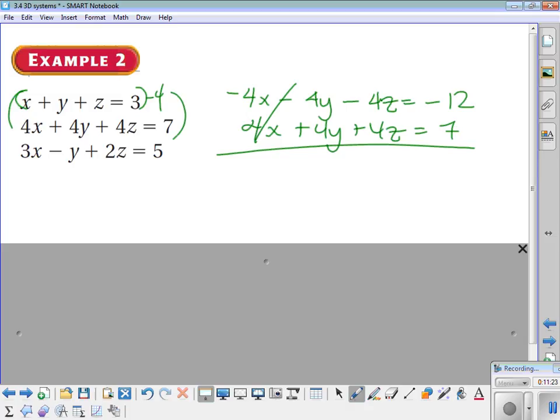So what happens here? Everything cancels out on the left, right? And I end up with 0 equals negative 5. Is that possible? No. So when that happens, you know that it's no solution. They do not have a single point in common. Okay? So that's one possibility.